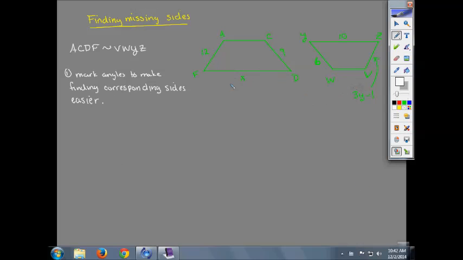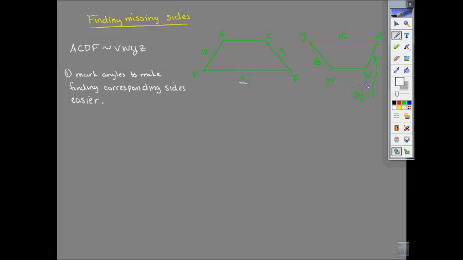Okay, so I'm going to find the missing sides. I'm going to find x, and I'm going to find y, 3y minus 1. I'm going to find this side here. The first thing I want to do is mark the angles, because that makes finding the corresponding sides easier. I have ACDF is similar to VWYZ. This means that A and V are congruent. C and W are congruent, D and Y, F and Z. So I'm going to mark that.